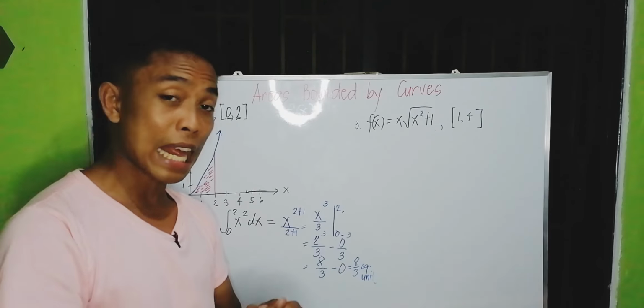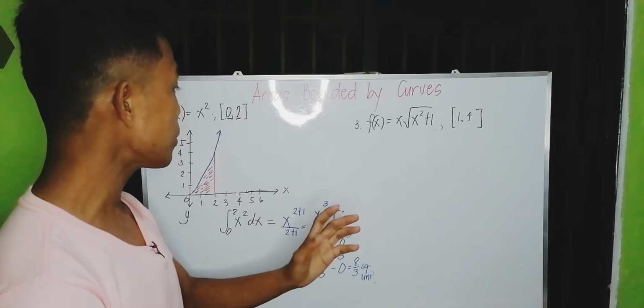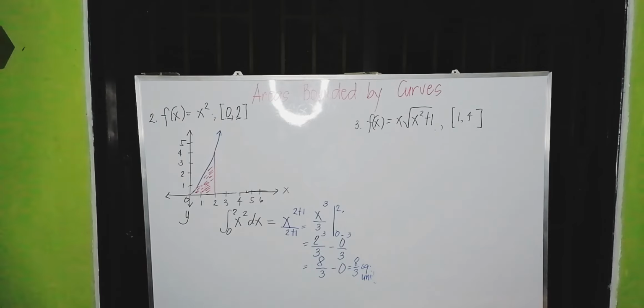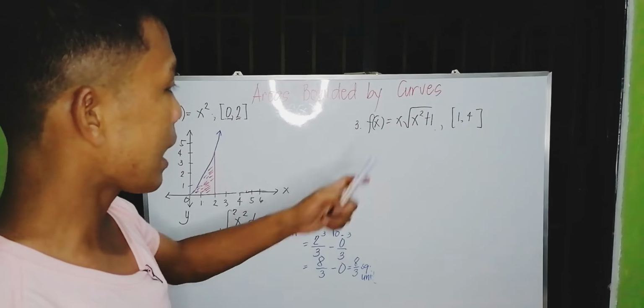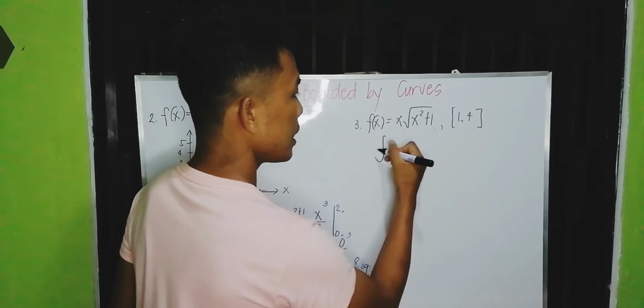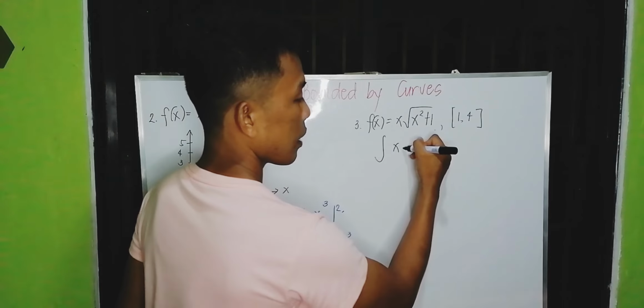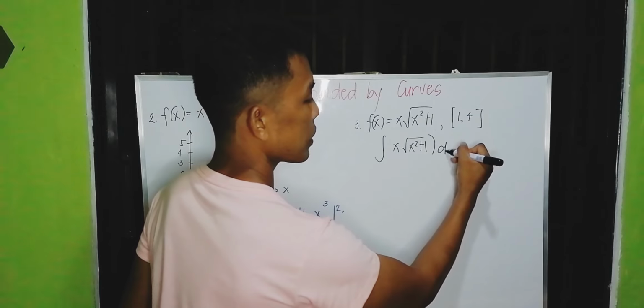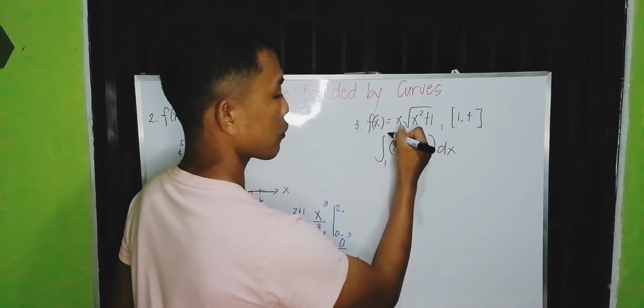Assuming na nag-graph na natin. Pero hindi na natin i-graph, okay? But if you want, or if you're interested in finding the graph of this function, pwede mo namang gamitan ng graph kung saan mahahanap mo yung exact na curve doon sa taas ng ating x-axis. Sige. Now, kung makikita natin, we have the antiderivative of x times the square root of x squared plus 1 with respect to x from 1 to 4.